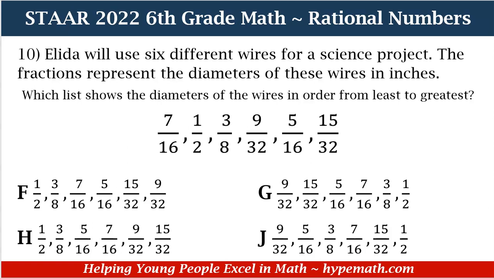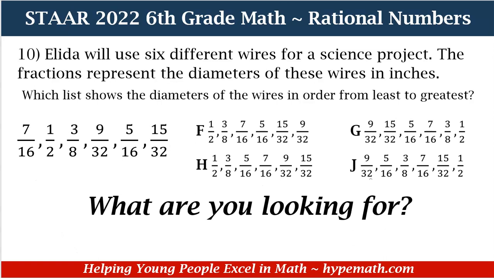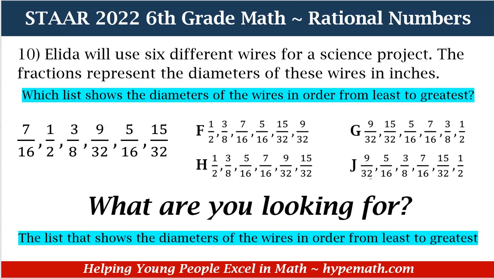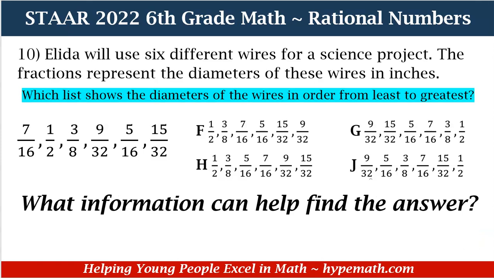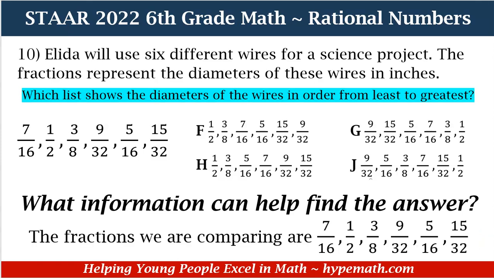The first question we need to ask ourselves is, what are we looking for? We are looking for the list that shows the diameters of the wires in order from least to greatest. The next question we need to ask ourselves is, what information can help find the answer? The information that can help find the answer are the fractions that we're comparing. And again, here is the list of the fractions.